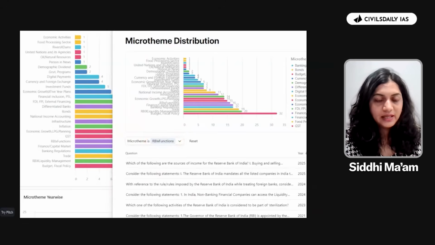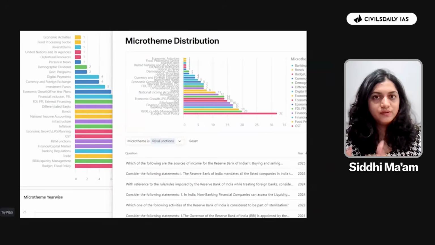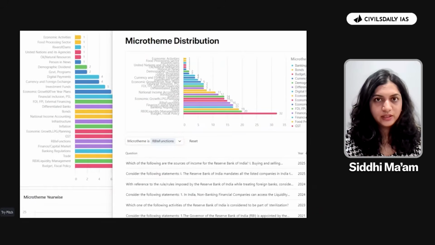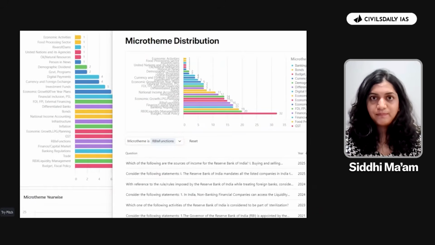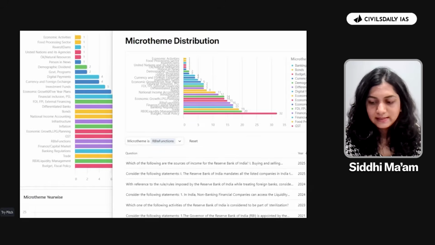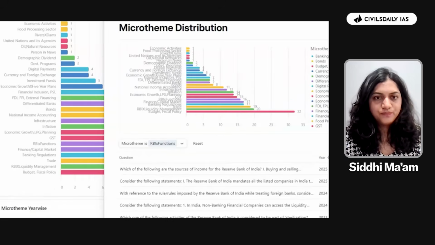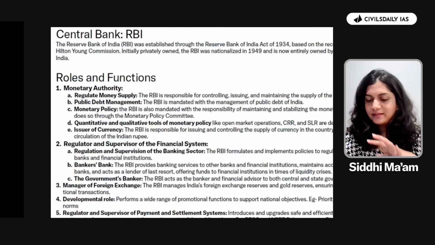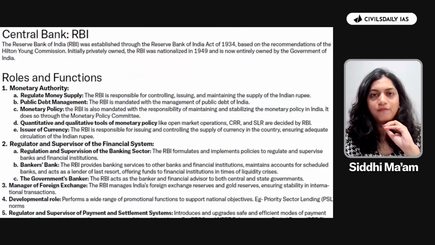If you have not solved the PYQs, then please go and solve these PYQs on each important micro theme. Each important micro theme, take priority-wise. See what kind of questions UPSC is asking, and read and revise accordingly. Okay, you can revise it from X Factor notes. You can revise it from Flash notes.